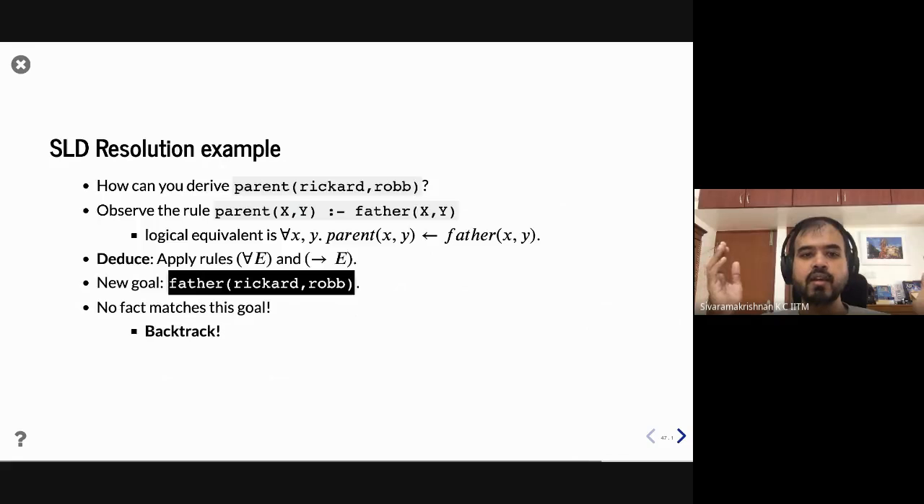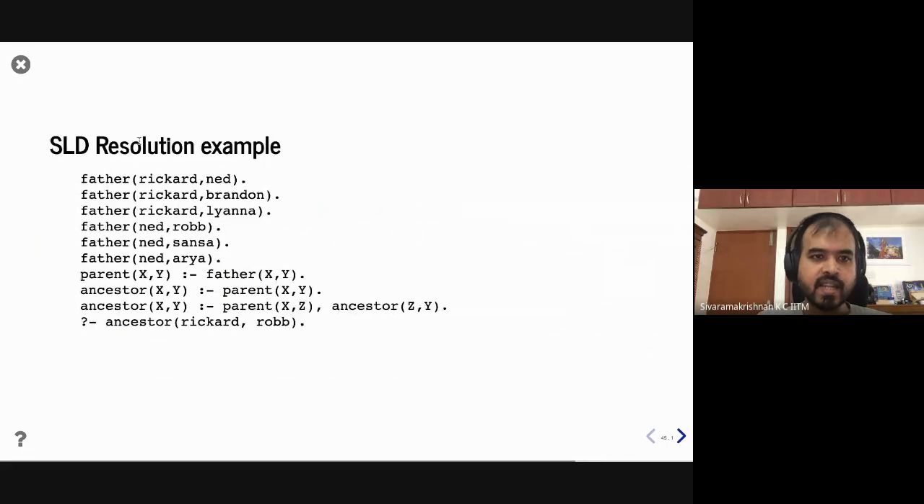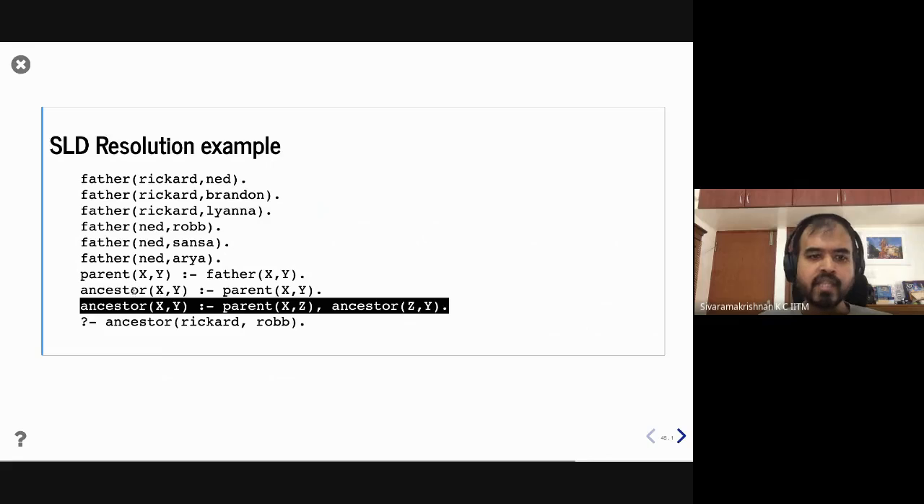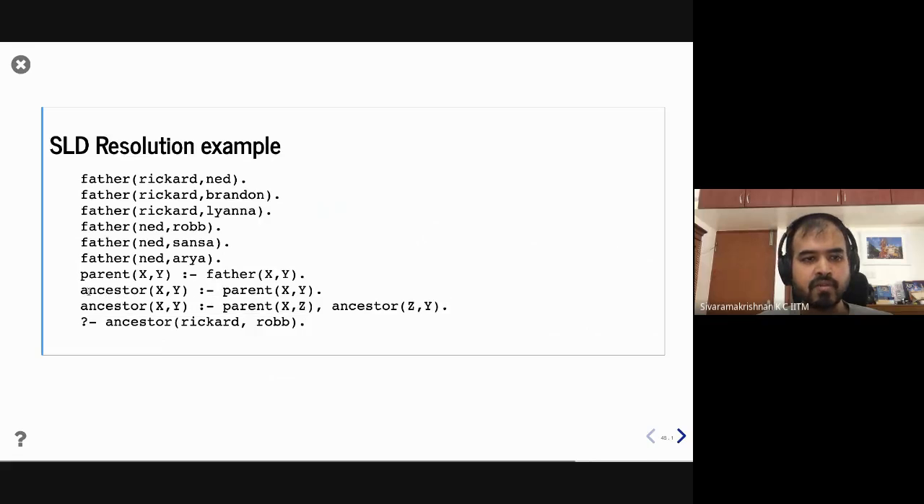The important observation is that when SLD resolution looked for the unifying term for ancestor, there were two terms, right? There is one here and there is another here. And we picked the first one. We went down the first path and sort of hit a dead end, right? We went down this rule, and then we came here and got stuck at father X Y.